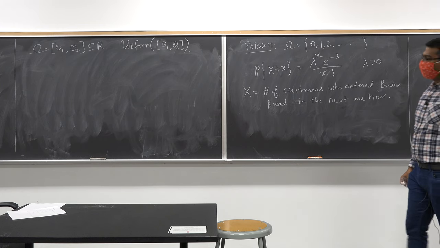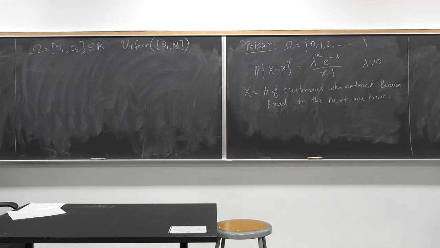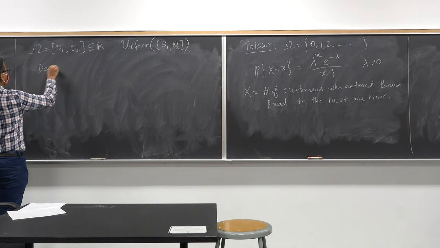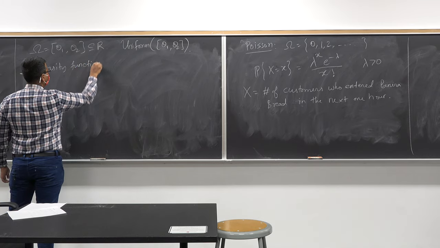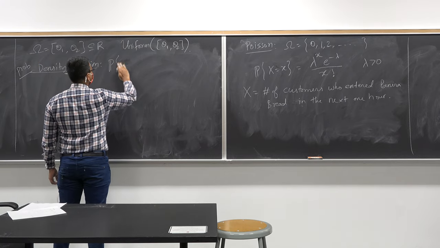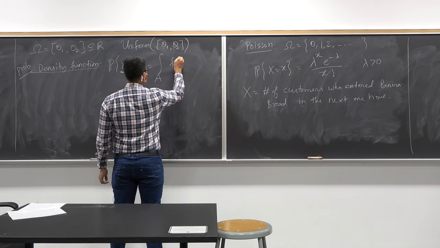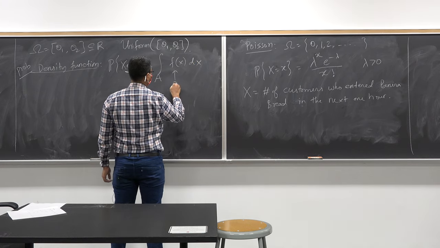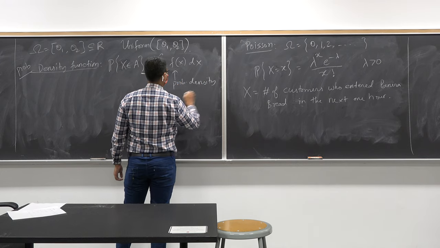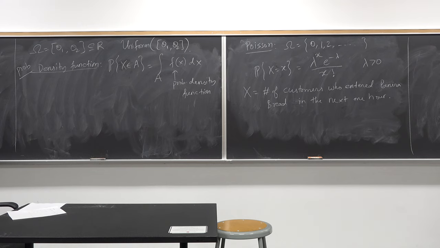One of the simplifications we are going to make when we talk about continuous distributions, where omega is a subset of R or omega is the entire R, is we are going to assume that it has something called a density function, the probability density function. And what that means is if I want to compute the probability of X being in A, all I have to do is integrate over the subset A of f of x dx.